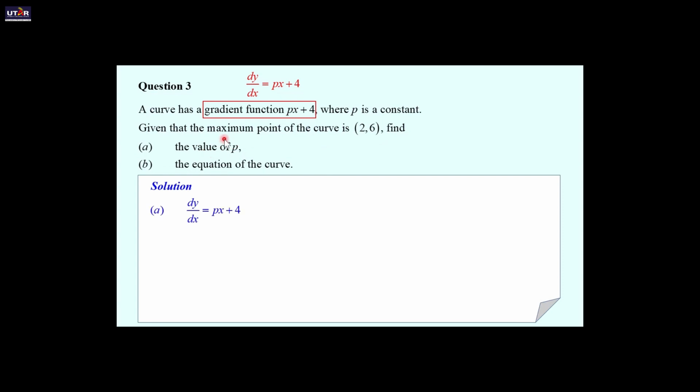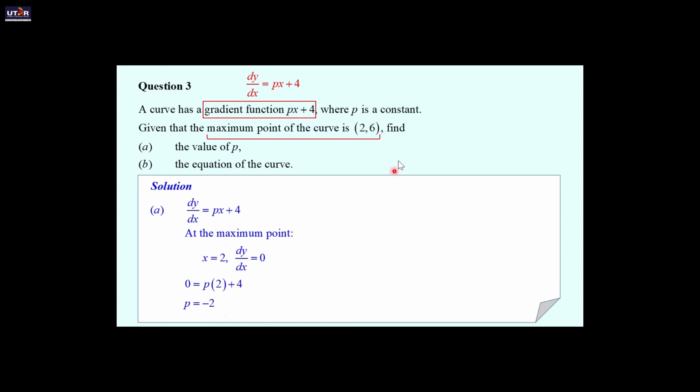We recall back that at the maximum point, dy/dx is equal to 0. So from here, we obtain the information that when x is equal to 2, dy/dx is equal to 0. By substituting this information into the equation dy/dx equals px plus 4, you will obtain 0 equals p multiplied by 2 plus 4. Therefore, p is equal to negative 2.